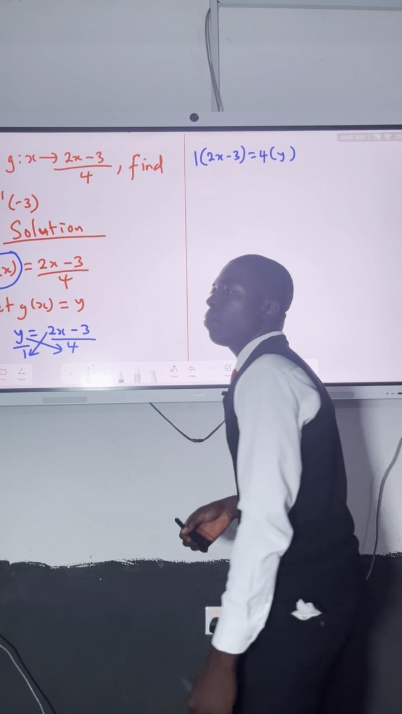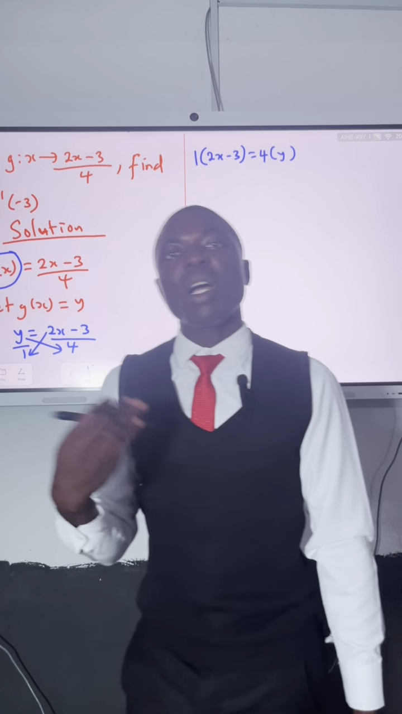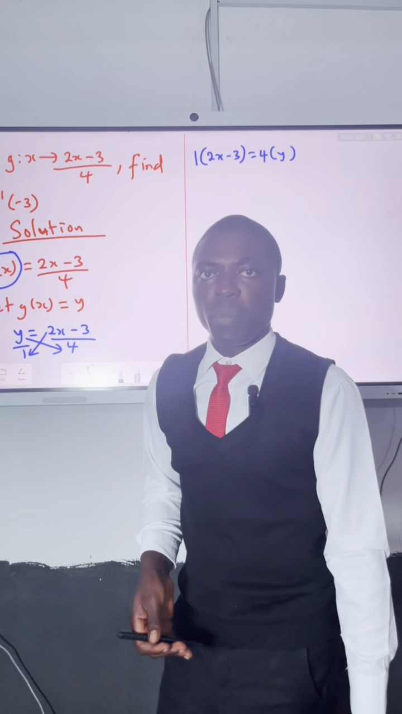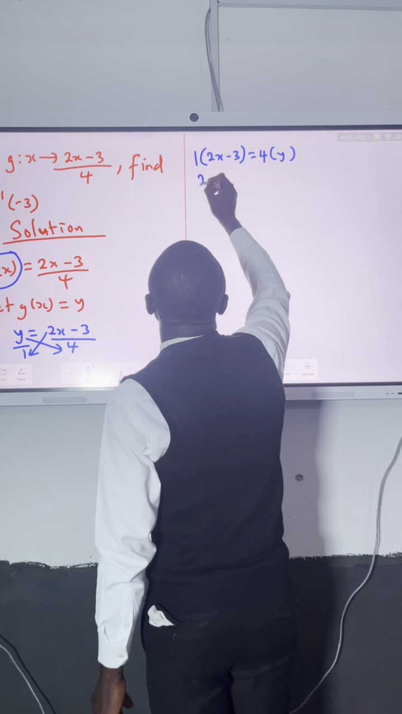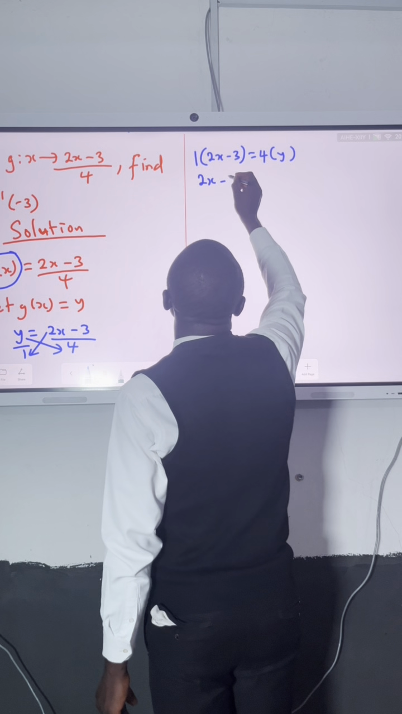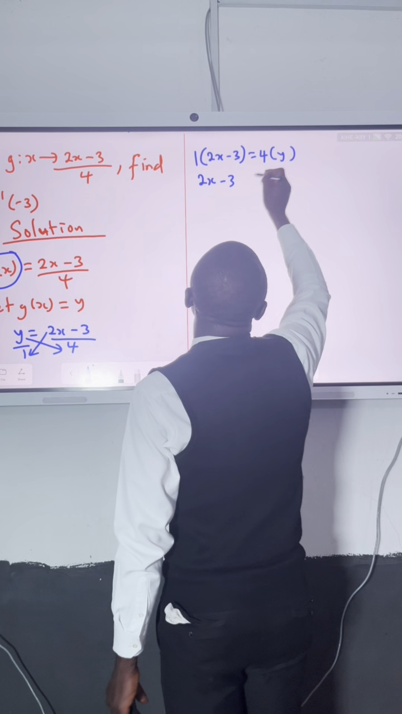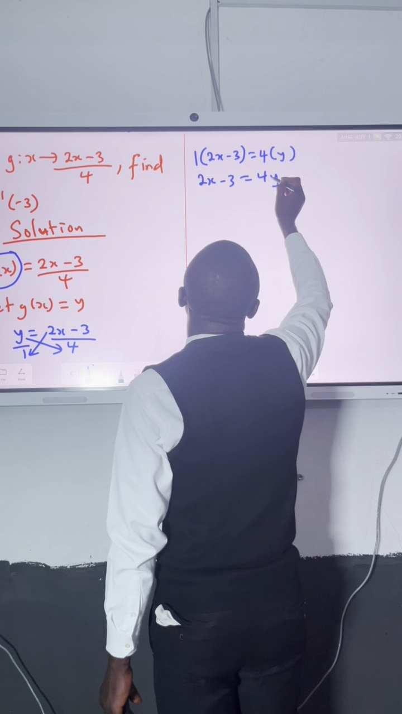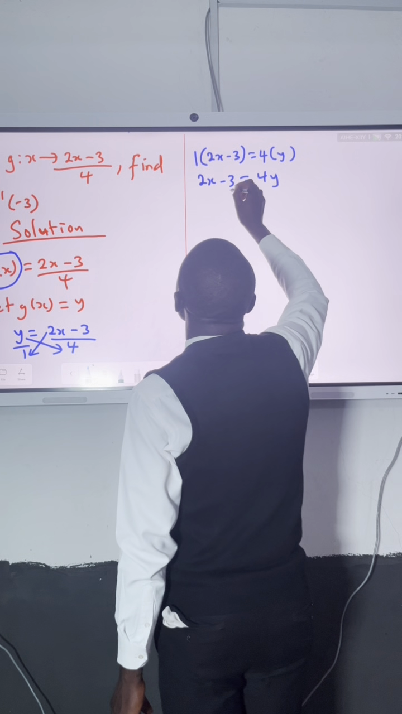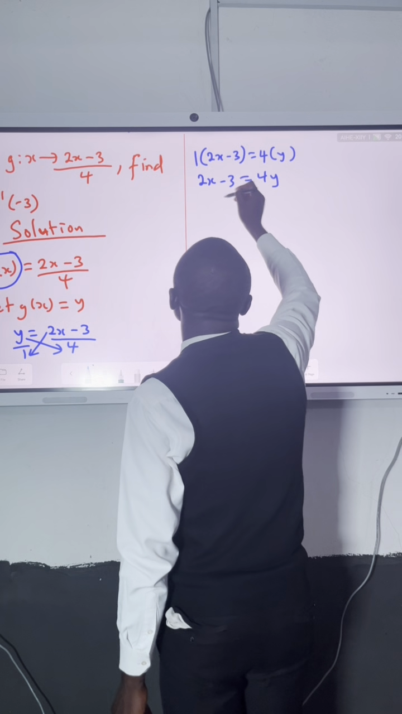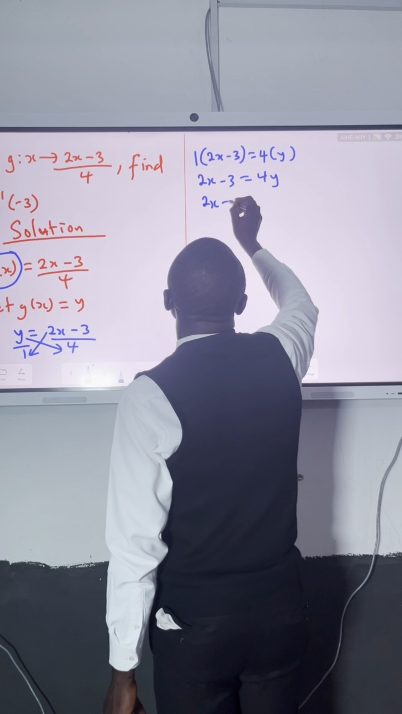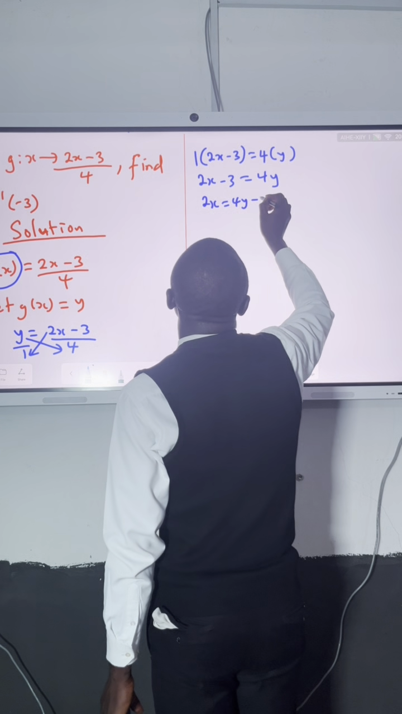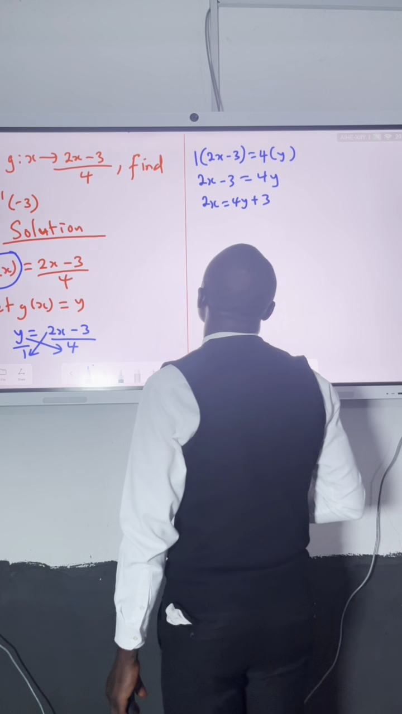What are we doing? We are trying to manipulate to make x the subject of the formula. Okay? So if you use 1 to multiply 1 times 2x, you get 2x. 1 times -3, you have -3. 4 times y, you get 4y. Now, we want to make x the subject of the formula. So let's remove this -3 to the other side. You have 2x is equal to 4y plus 3. When it goes to that side, it becomes this.